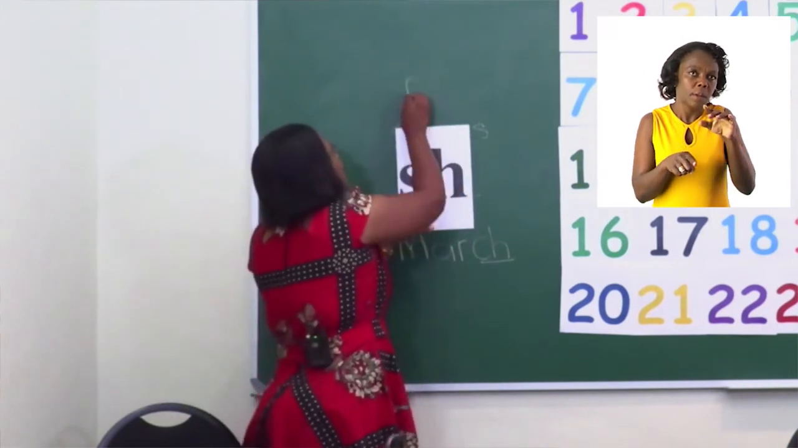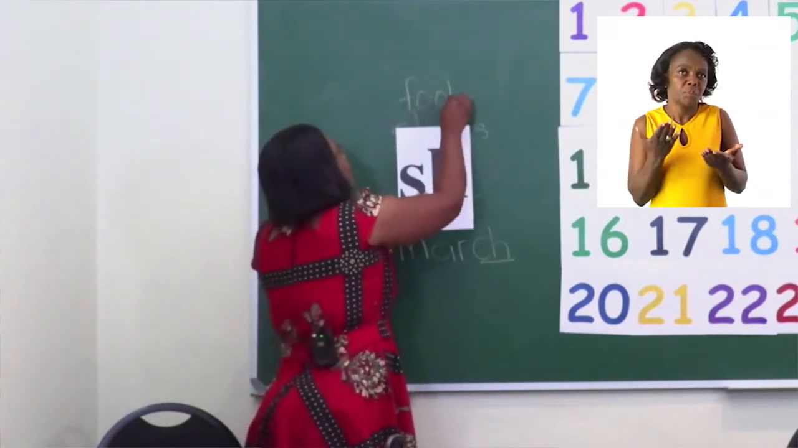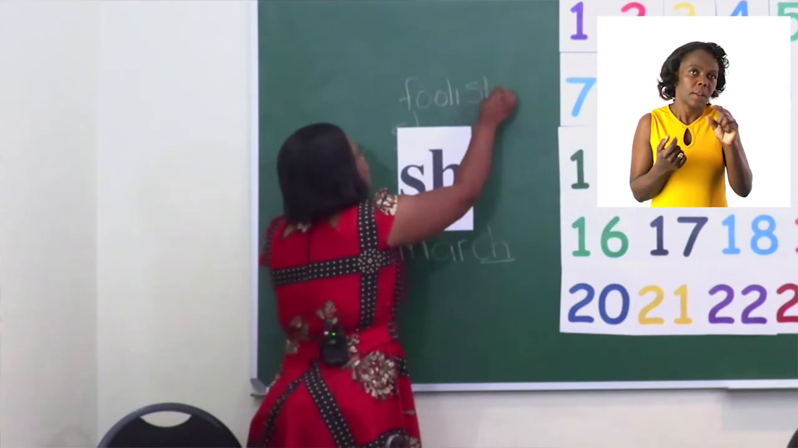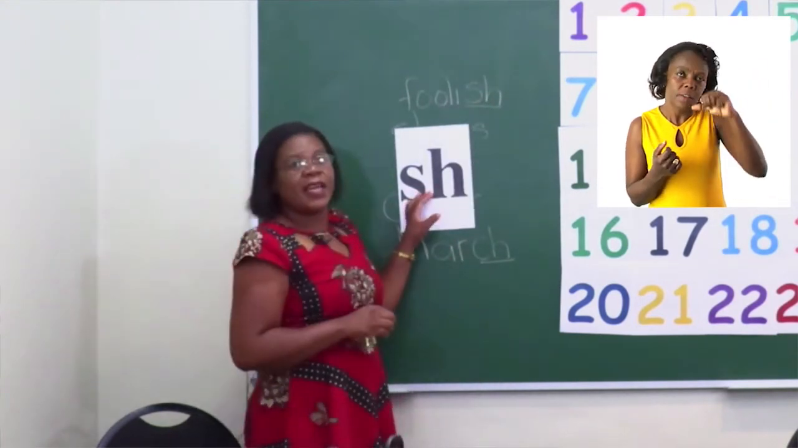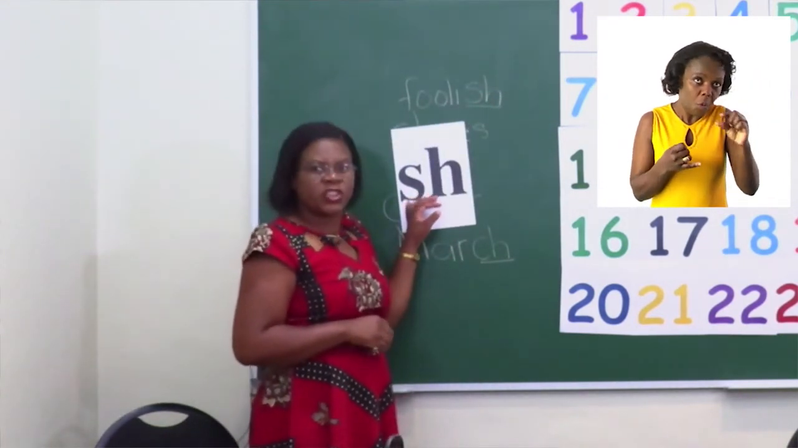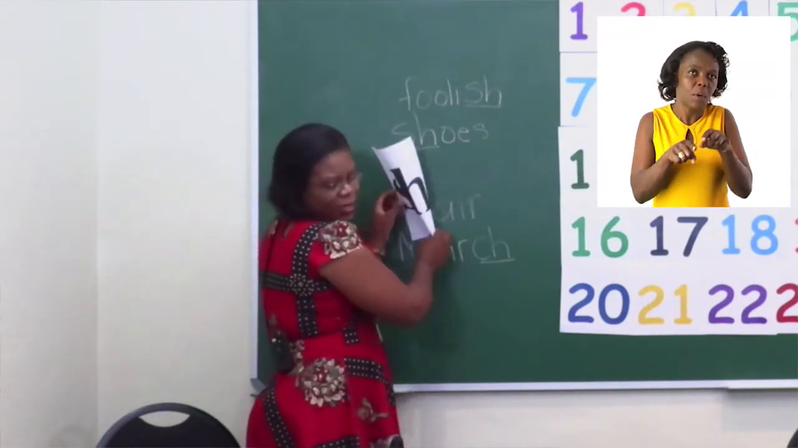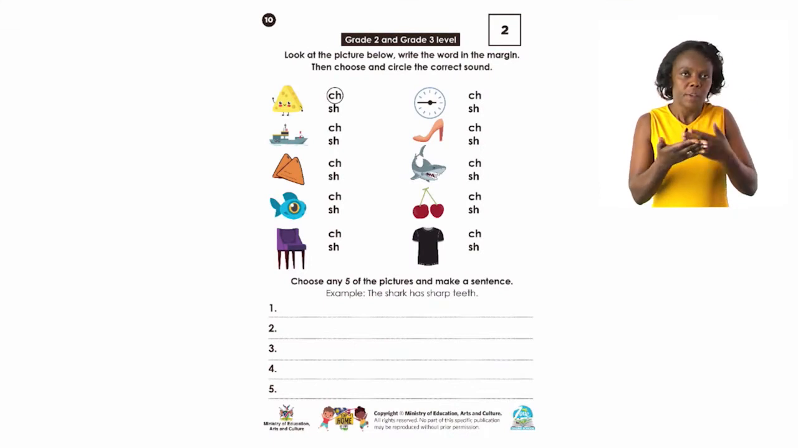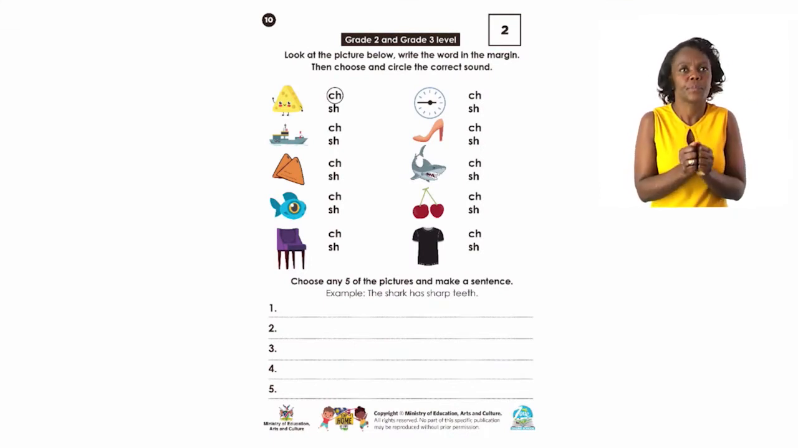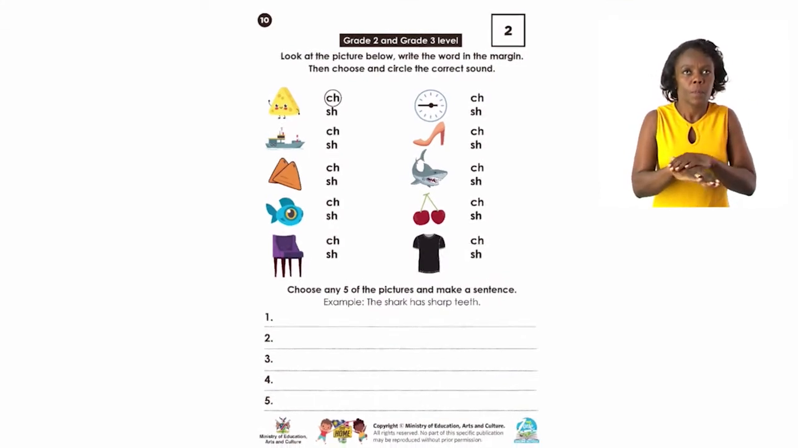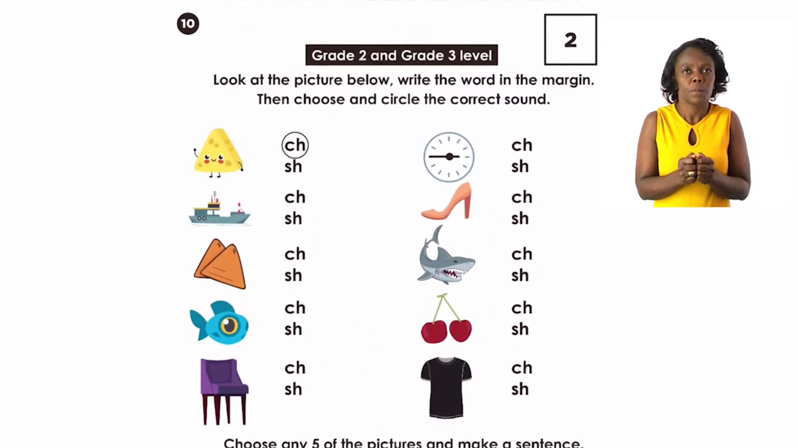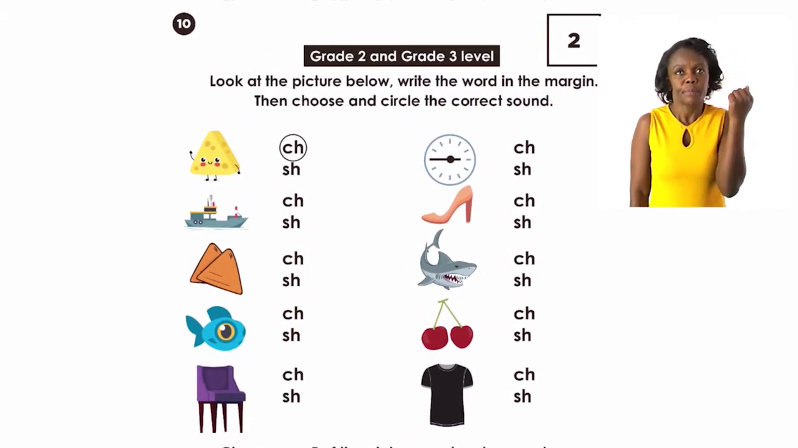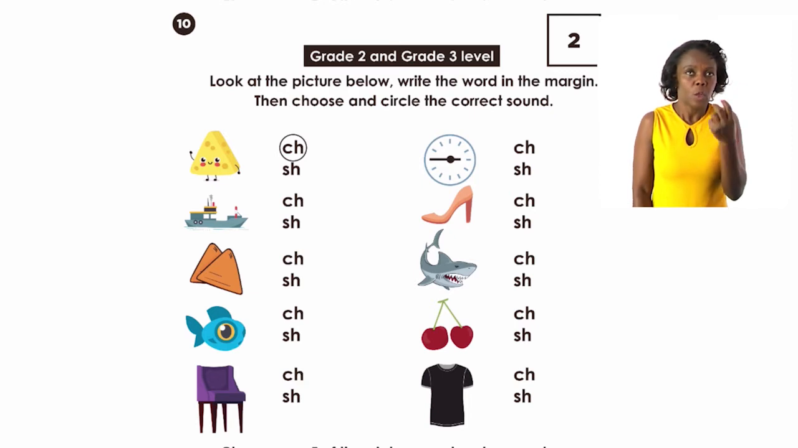Maybe I'm saying foolish. It's at the end of the word. It's still a sh. All right, so let's go to page 10 together and see the examples that we are given there. Let's do that exercise together. We can see the pictures there. Those pictures have got two different sounds. Some of them have the ch, some have the sh.